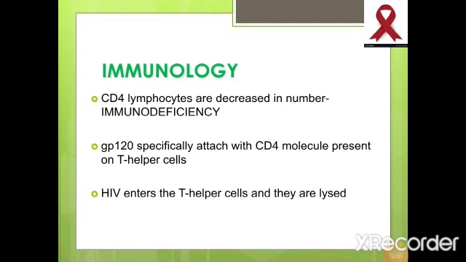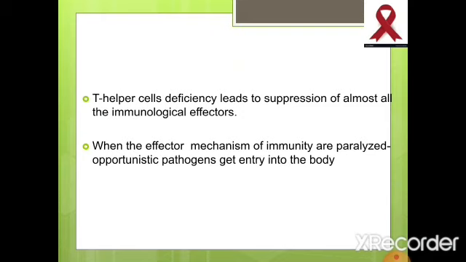The T helper cells are decreased in number, leading to immunodeficiency. The surface antigen GP120 specifically binds with the CD4 molecule present on the T helper cell. Then HIV enters the T helper cells and these cells are lysed. T helper cell deficiency will lead to the suppression of almost all the immunological effectors. And when the effector mechanisms of immunity are paralyzed, what happens? Pathogens get entry into the body.